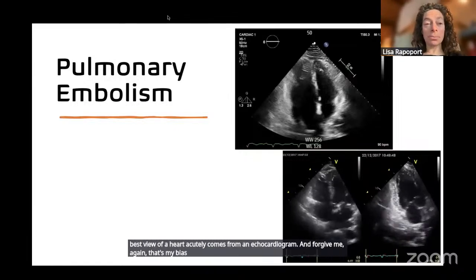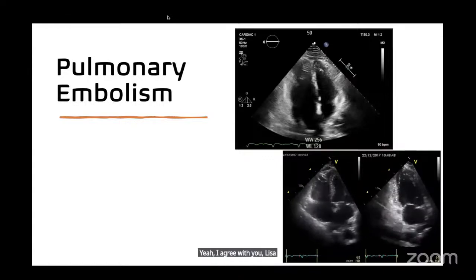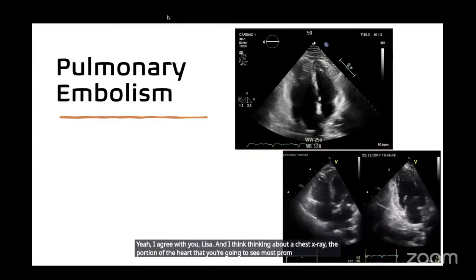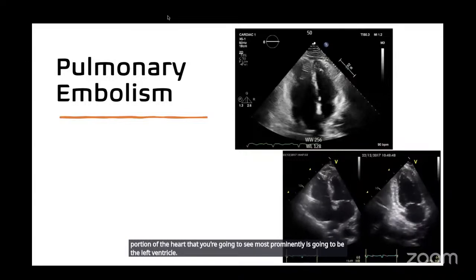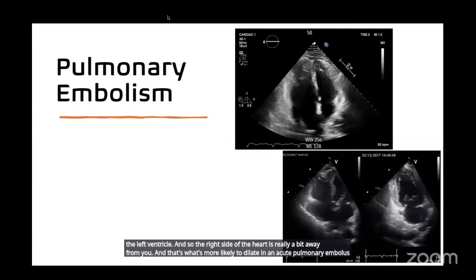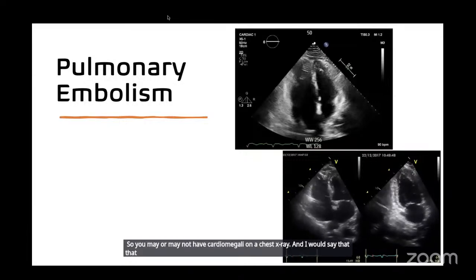Forgive me, that's my bias. If anyone disagrees, please. Yeah, no, I agree with you, Lisa. And thinking about a chest X-ray, the portion of the heart that you're going to see most prominently is the left ventricle. The right side of the heart is really a bit away from you, and that's what's more likely to dilate in an acute pulmonary embolus. So you may or may not have cardiomegaly on a chest X-ray, and I would say that's not sensitive enough to help you rule it in or rule it out.